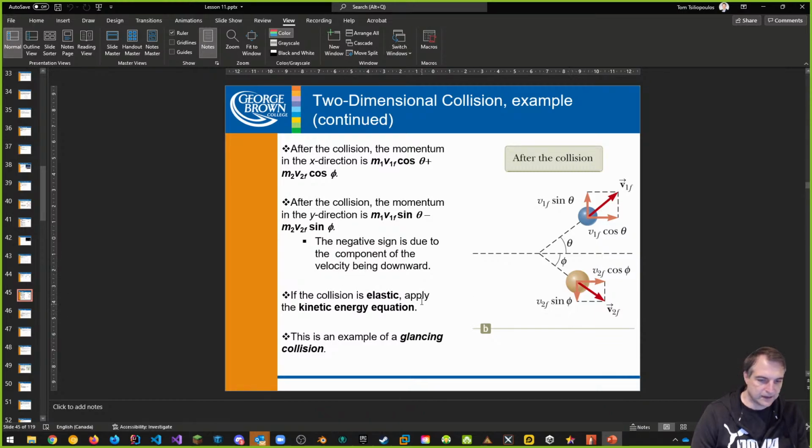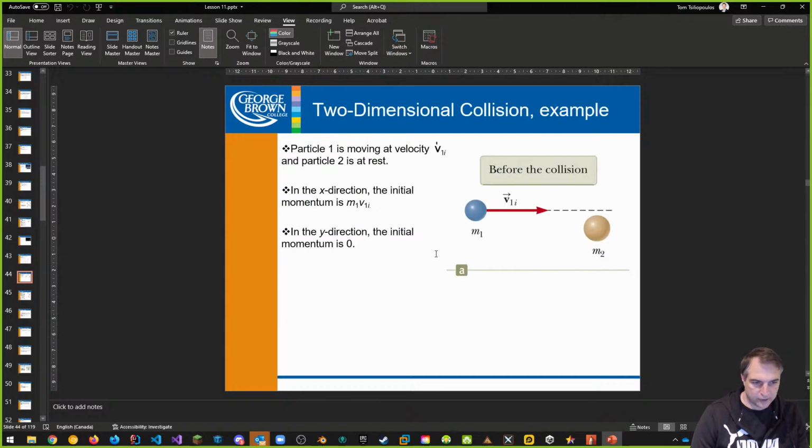The collision is elastic, and we apply the kinetic energy equation, because if it's elastic, kinetic energy is conserved. And this is an example of a glancing collision, or what we like to say, a glancing blow. So how do we know they're glancing? Because they're not perfectly aligned, right? We have some kind of angle, some amount down from the original, and we can figure out the angle if we take a standard point and put a line between them. We can figure out how much they're separated in terms of an angle from a particular axis. Okay?